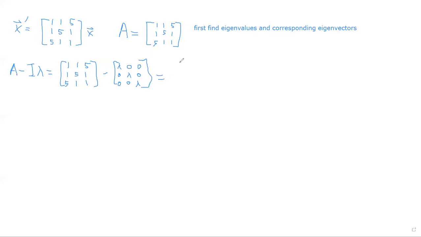And that is equal to 1 minus lambda, 1, 5, 1, 5 minus lambda, 1, 5, 1, 1 minus lambda. And to find the eigenvalues, we need to set the determinant of this A minus lambda matrix equal to 0.